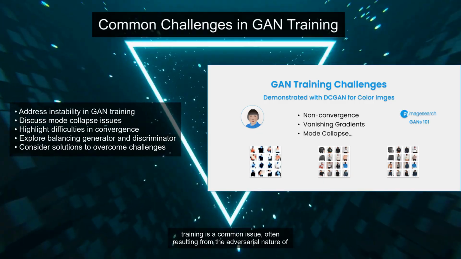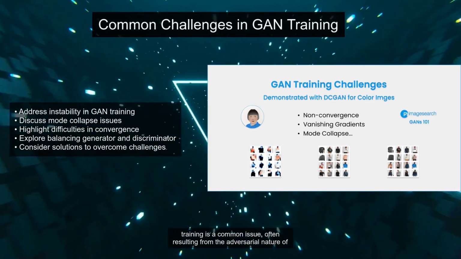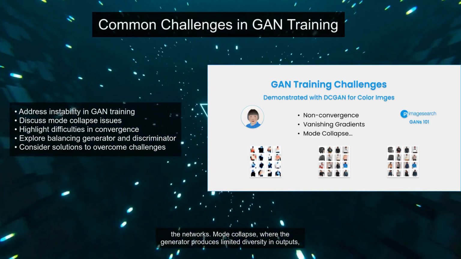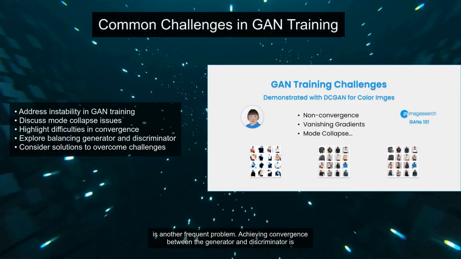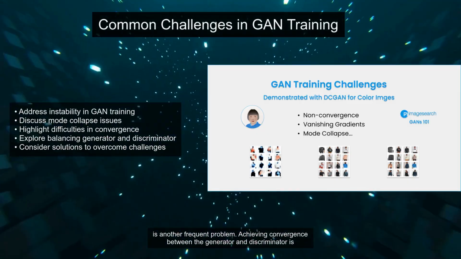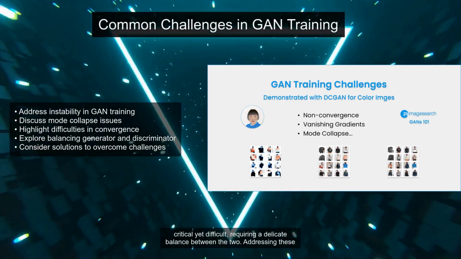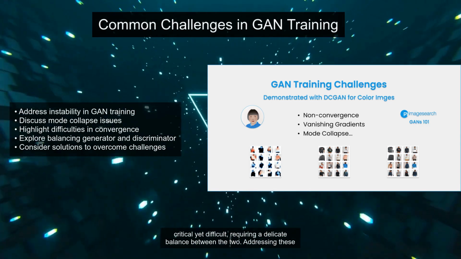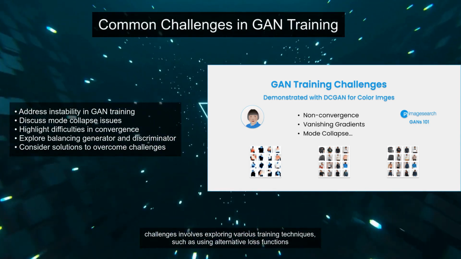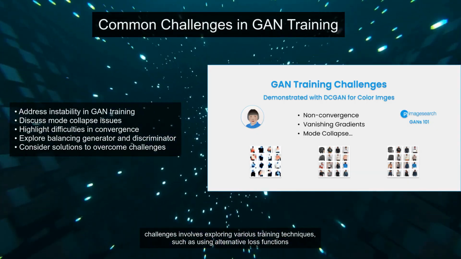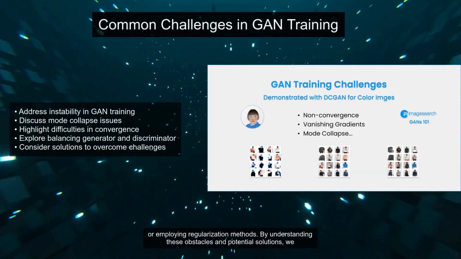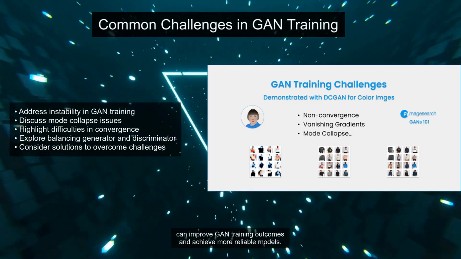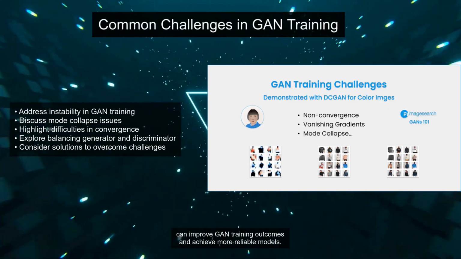Training GANs presents several challenges that can hinder model performance. Instability during training is a common issue, often resulting from the adversarial nature of the networks. Mode collapse, where the generator produces limited diversity in outputs, is another frequent problem. Achieving convergence between the generator and discriminator is critical yet difficult, requiring a delicate balance between the two. Addressing these challenges involves exploring various training techniques, such as using alternative loss functions or employing regularization methods. By understanding these obstacles and potential solutions, we can improve GAN training outcomes and achieve more reliable models.